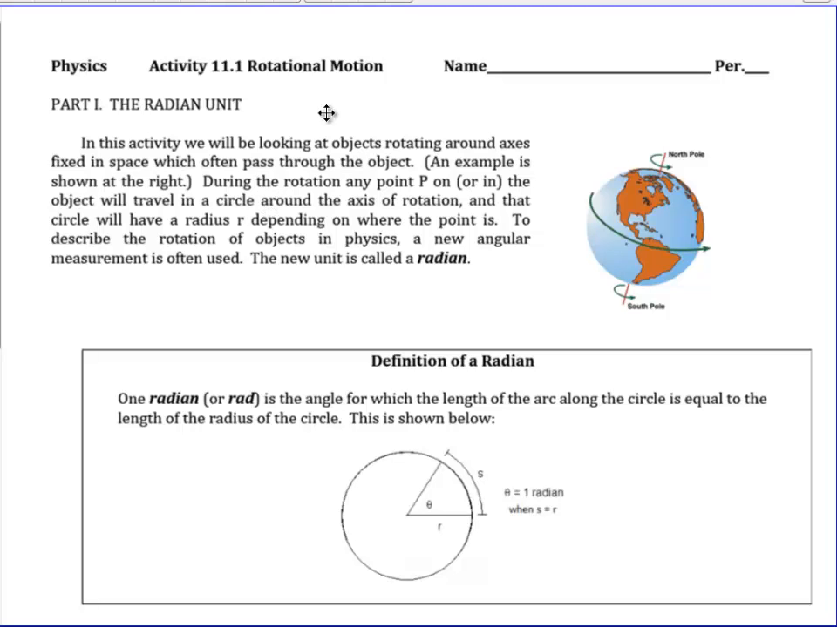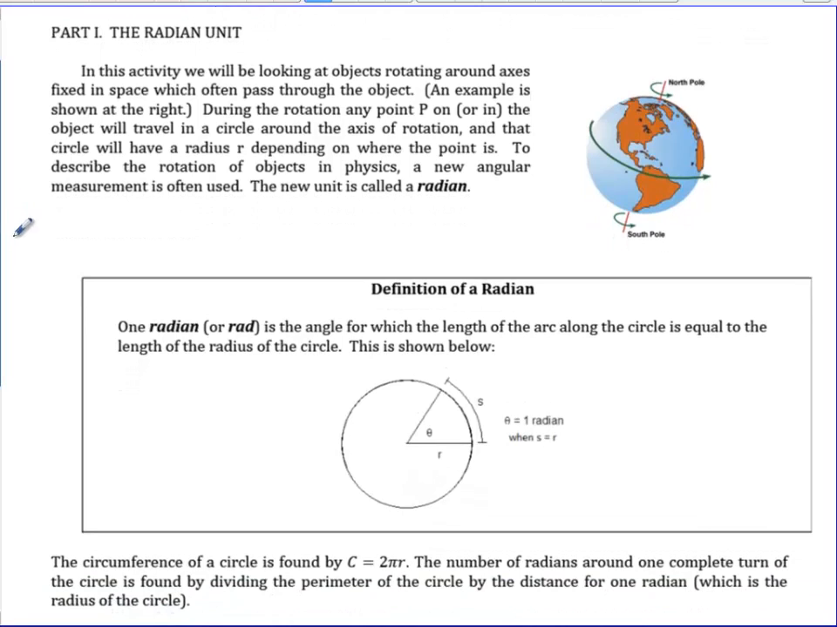We're going to go ahead and work through activity 11.1. In this we introduce rotational motion and how it relates to translational or linear motion. So translational and linear motion are essentially the same thing.